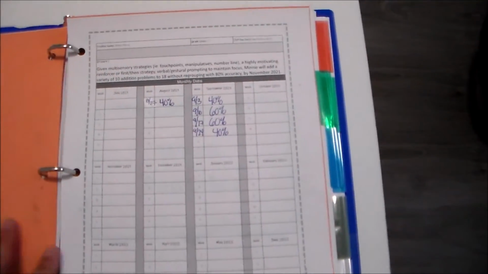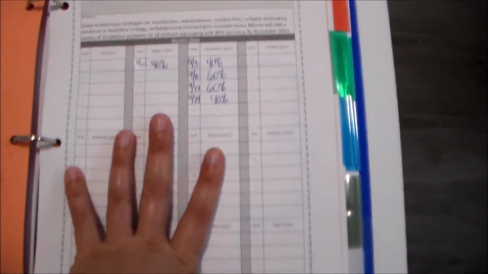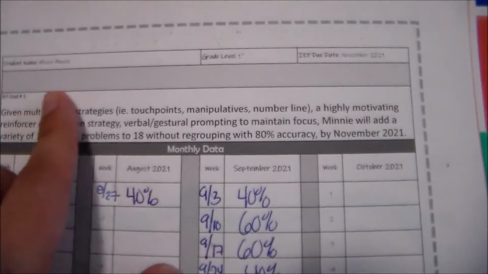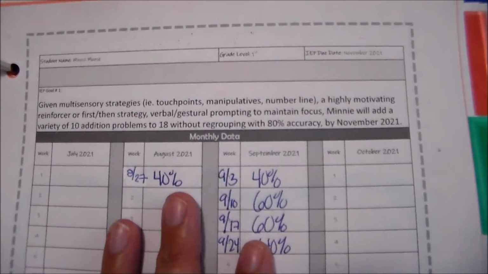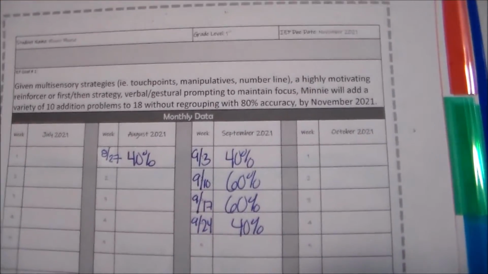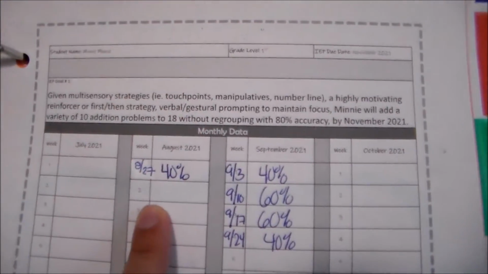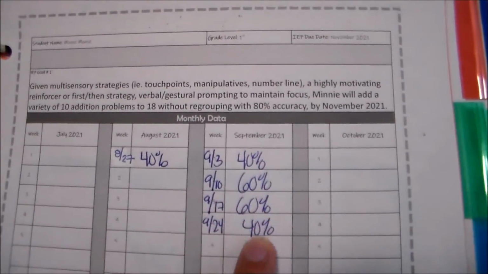In this particular tab, I have my data sheet. I break down my goal right here. So when I have to meet with my students, I pull this binder out. I have my data sheet right here, and every Friday, I track the IEP goal.